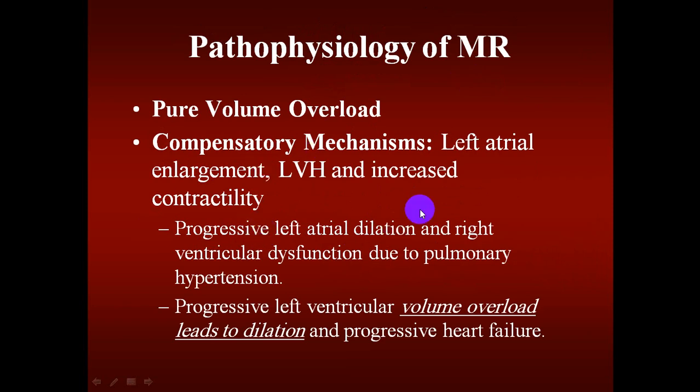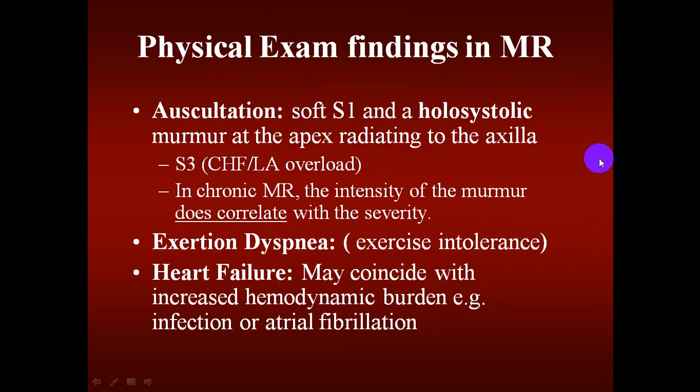Compensatory mechanisms, as we said, increase stroke volume: left atrial enlargement, left ventricular hypertrophy, increased contractility, tachycardia, progressive left atrial dilatation, and right ventricular dysfunction due to the pulmonary hypertension. Progressive left ventricular volume overload leads to dilatation and progressive heart failure.